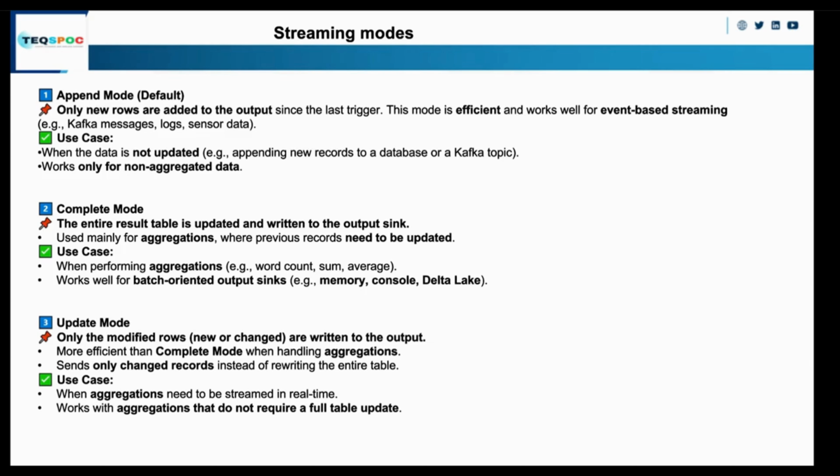In complete mode, the entire result table is updated and written to the output sink. If you remember, in Spark batch processing, when we write to a file, there were different modes like append and overwrite. If we do overwrite, the whole data gets deleted and the newer data gets written. It works something like that. Whenever we do some aggregation, for each and every batch the data can be totally overwritten.